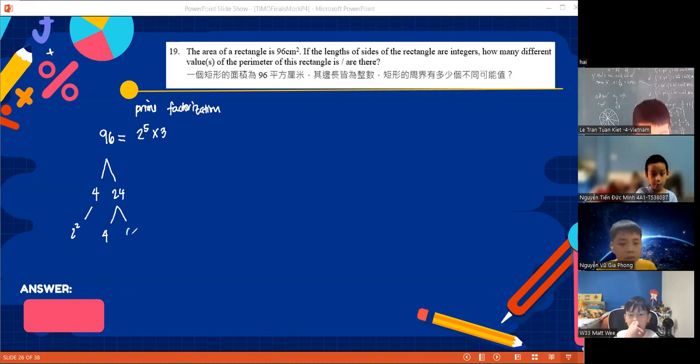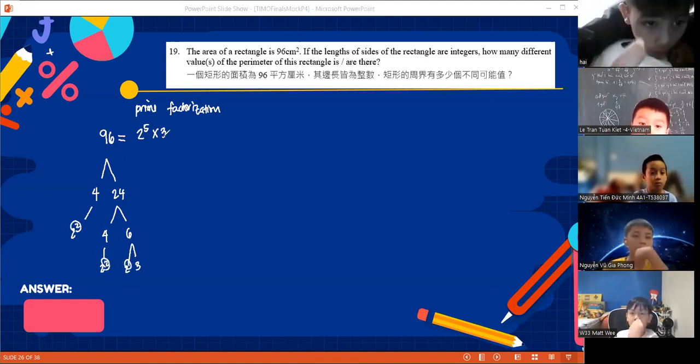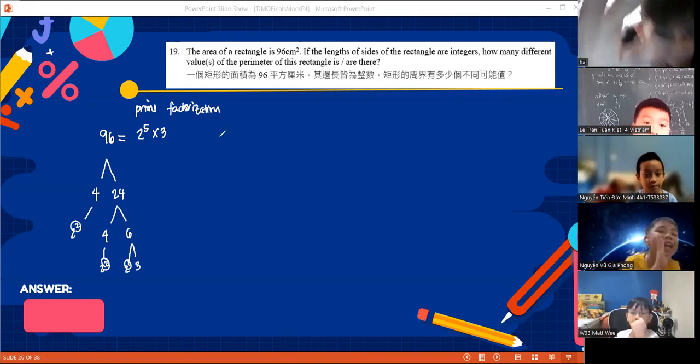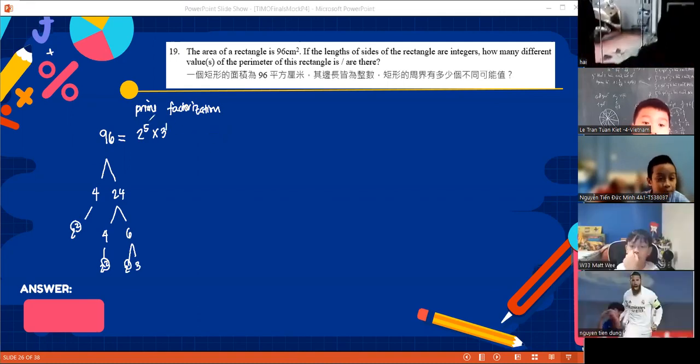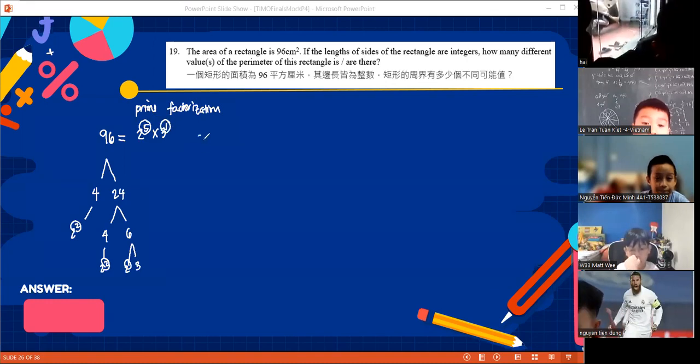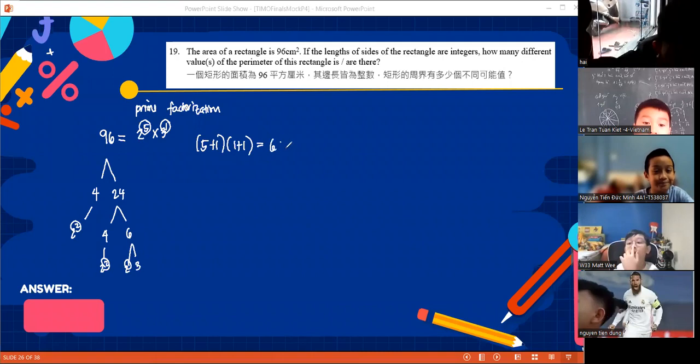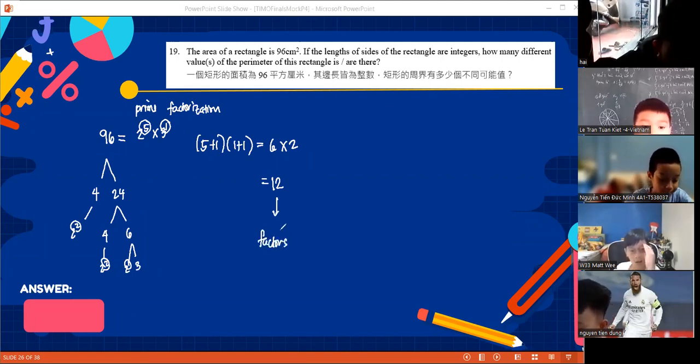This one is 4 times 6. This is 2 times 3. This is 2 squared. So all in all, 2 squared, 2 squared, 2 raised to 1. That is 2 raised to 5 times 3. So this is using only your exponents. That is 5 plus 1 times 1 plus 1, which is 6 times 2. So this is equal to 12, meaning there are 12 factors. Now, you need to pair the factors. So 12 divided by 2. So the answer here is 6.